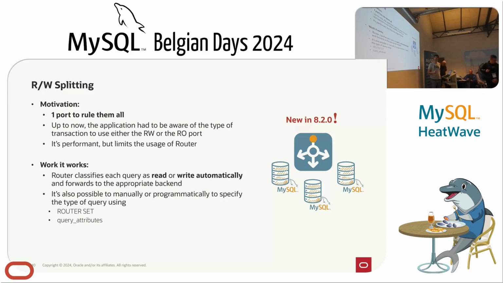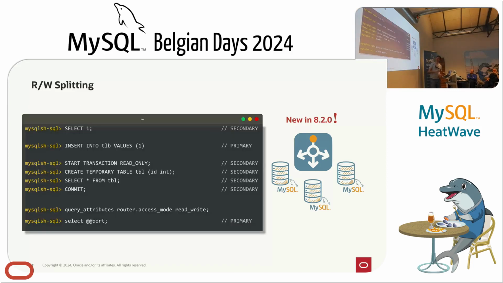How does this work? I will show a diagram for the full context. But the router will look at the queries and identify if they should go to the primary or the secondary. And it's also possible to specify it beforehand using query attributes, or also this SQL here, ROUTER SET. So there are some examples here.